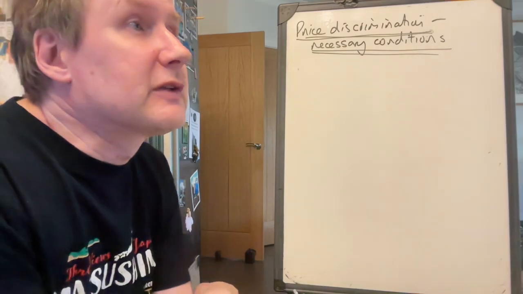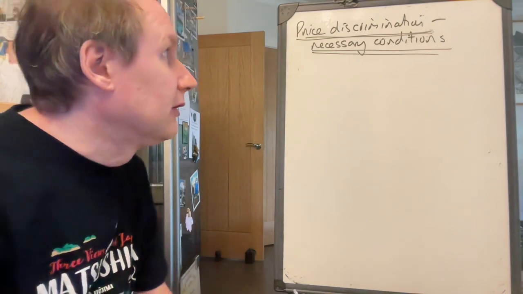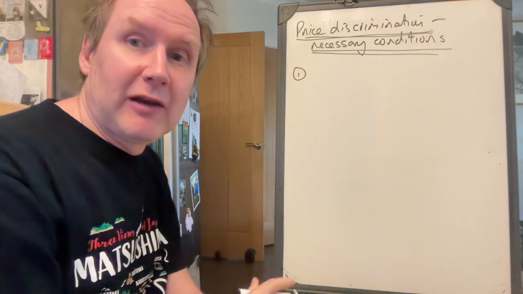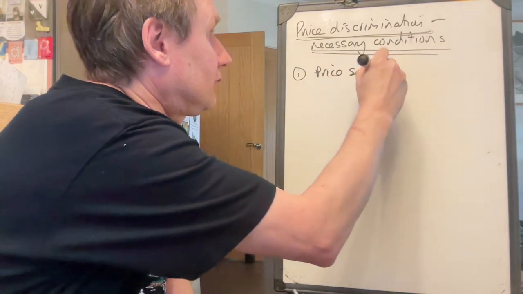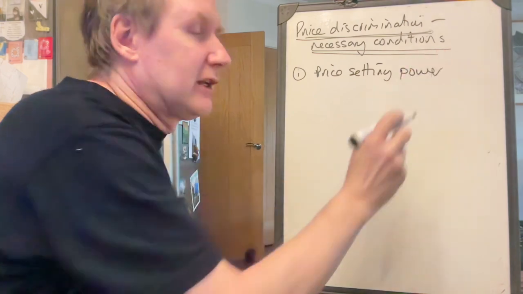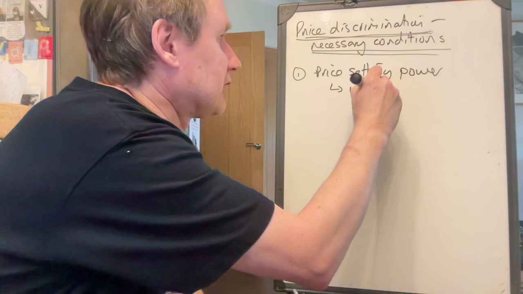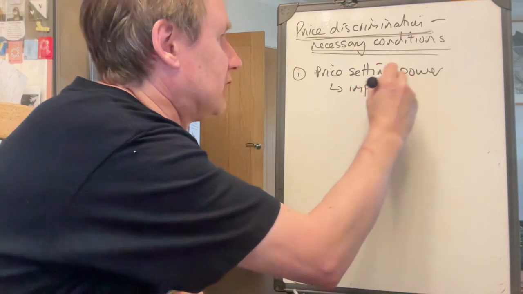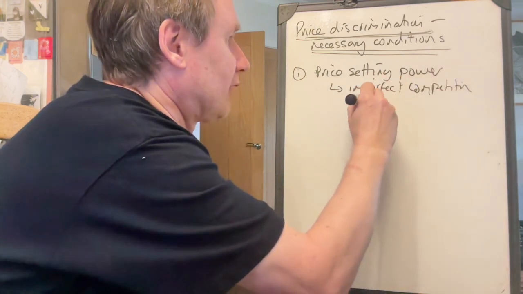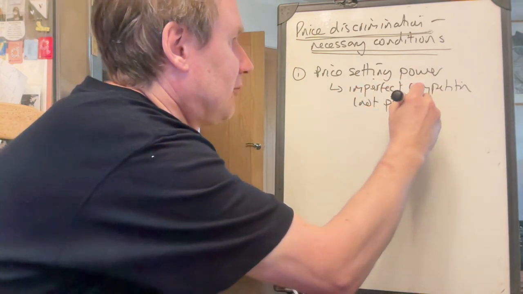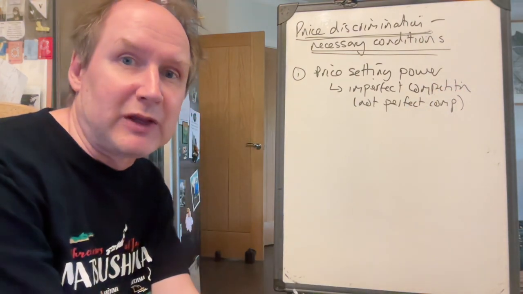Okay, so what is it that makes price discrimination possible? One we've already mentioned, really, which is you've got to have price setting power. So, for a whole variety of obvious reasons, we've got to be in imperfect competition. And by imperfect competition, all I mean there is it's not perfect competition. In perfect competition, firms are price takers, therefore they can't price discriminate. And that's pretty obvious.